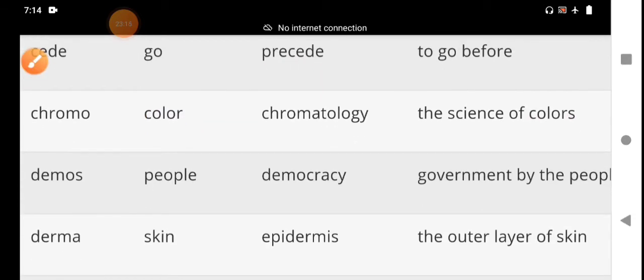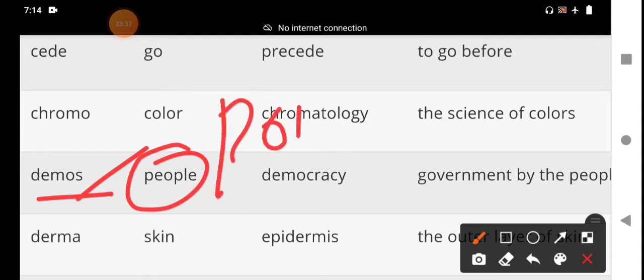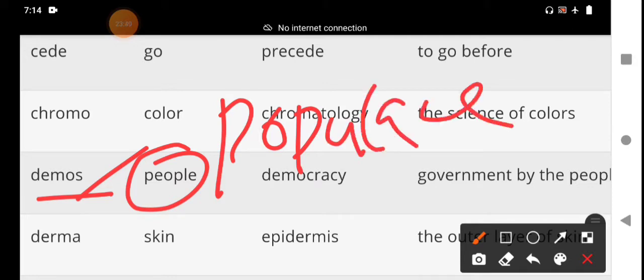And then we go to the next word. The word is demos. Demos means people or populace, P-O-P-U-L-A-C-E. Populace is also a derived word. Populace means the common people of an ancient Greek state. Demos means people. Democracy means government by the people.